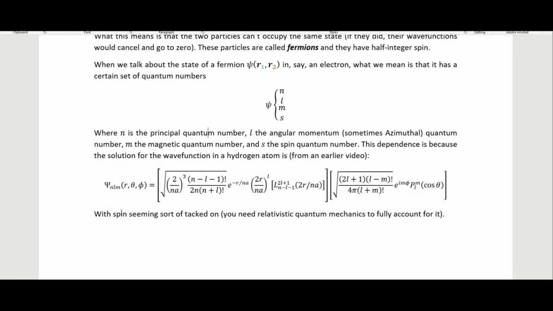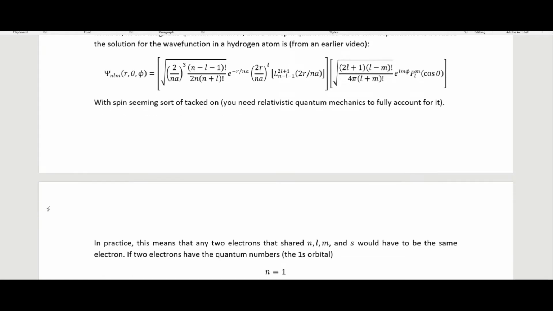But then we have spin, which can seem a little tacked on, but you need relativistic quantum mechanics to fully account for it. We are talking here about non-relativistic quantum mechanics. So beginner's quantum mechanics is non-relativistic. Then you can move to relativistic quantum mechanics, and after that you go to quantum field theory, which is also a relativistic theory, so it takes special relativity into consideration.